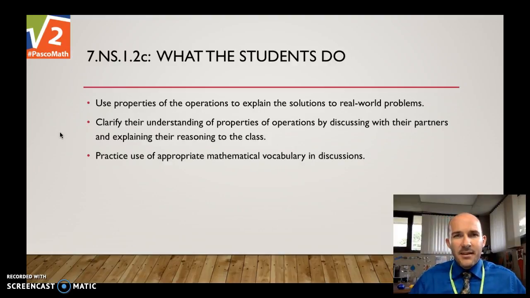So what are some things that students should do? They need to use the properties of operations to explain the solutions in real-world problems. They need to clarify their understanding of properties of operations by discussing with their peers and explaining their reasoning to the class. So there should be a lot of discourse going on in the classroom around mathematics. And then practice the use of appropriate mathematical vocabulary in discussions. So again, if a student isn't using the correct math language, then we can restate or have another student restate, and we want to emphasize that correct math language.